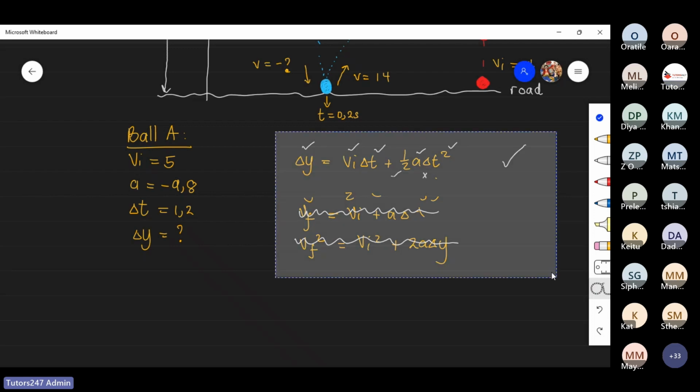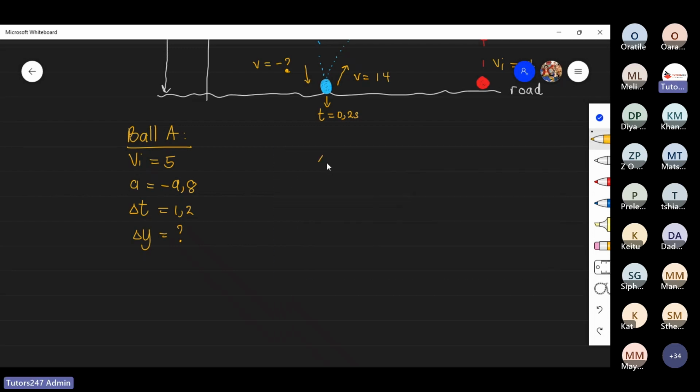The formula is delta y equals V initial delta t plus 1 over 2 a delta t squared. Keep in mind that we are finding the displacement of ball A, so I'll label it delta yA. Next, our initial velocity, which is 5 meters per second, times our time of 1.2 seconds, plus 1 over 2, our value of a, which is negative 9,8, times our time, which is 1,2 squared. From there, you can put all of this into your calculator.